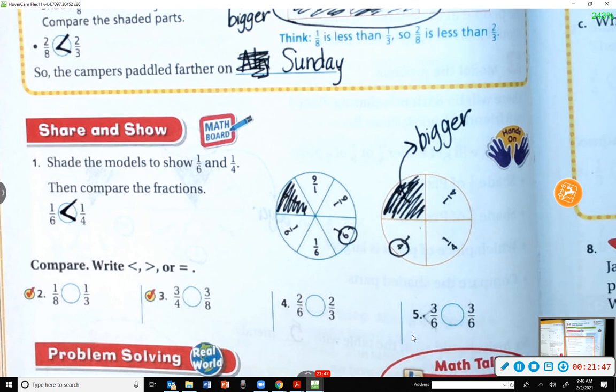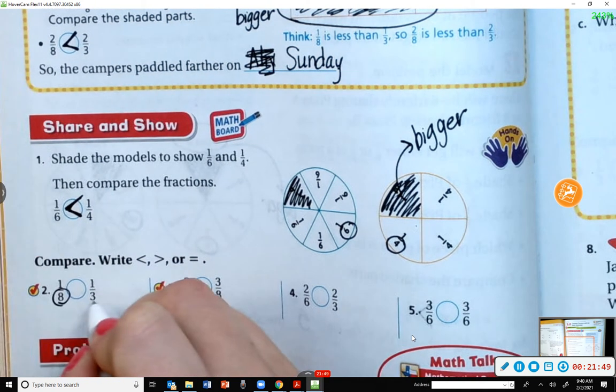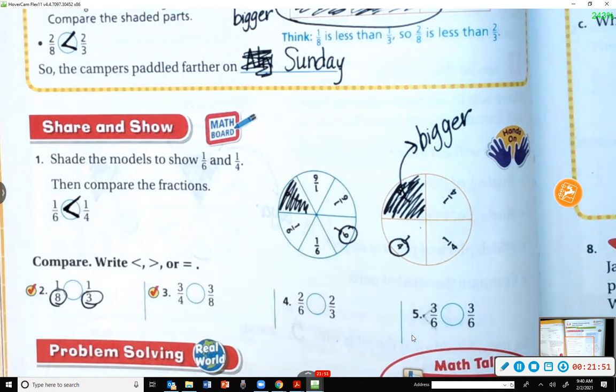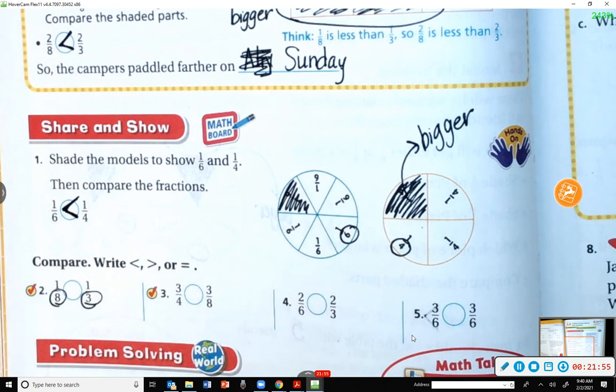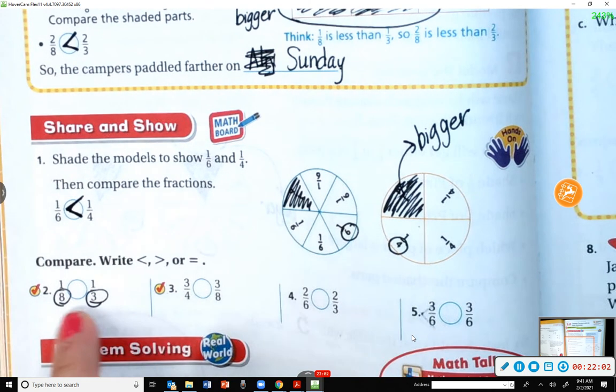Look at the bottom number. Good. Look at the denominator. So everybody circle your denominators. The biggest one is what? You're doing it out that way because there's 8 on this side of it. No. You circle the denominators.